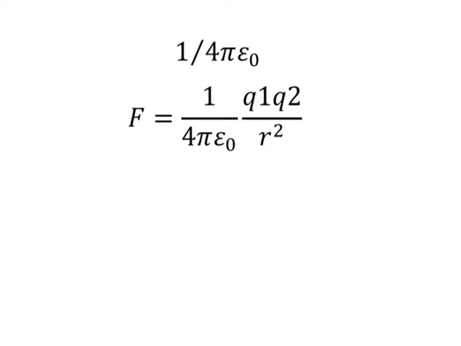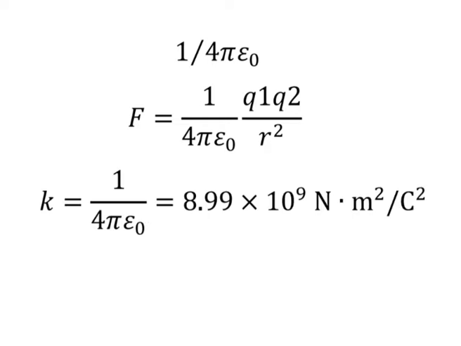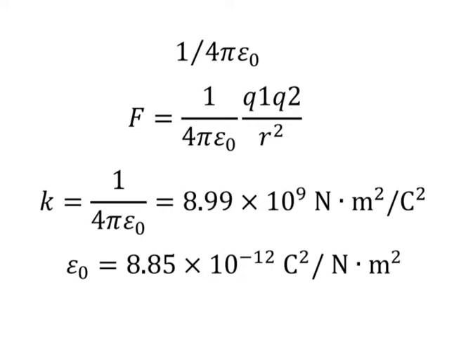The constant in the equation has a value of K equal to 8.99 times 10 raised to the power 9 newton meter squared per coulomb squared. The quantity epsilon 0, called the permittivity constant, sometimes appears separately in equations and is equal to 8.85 times 10 raised to the power minus 12 coulomb squared per newton meter squared.